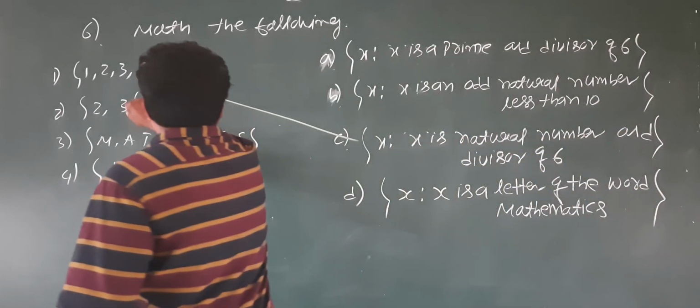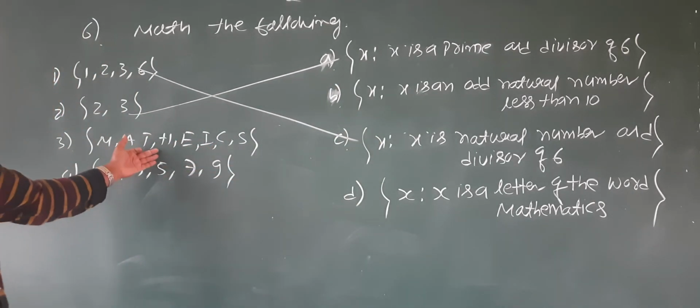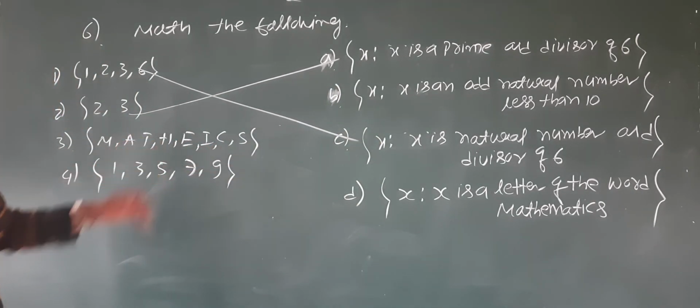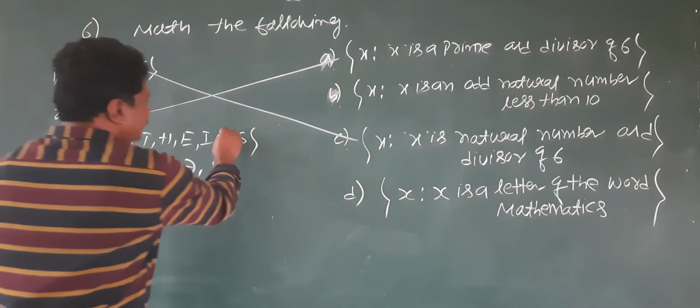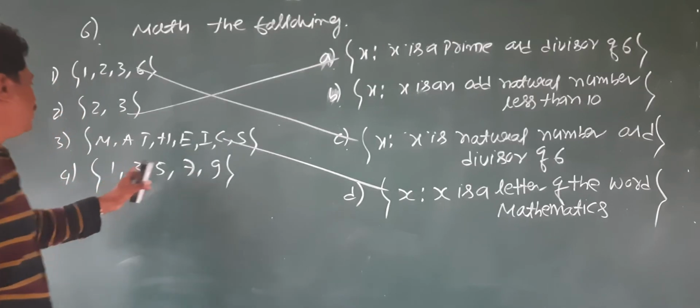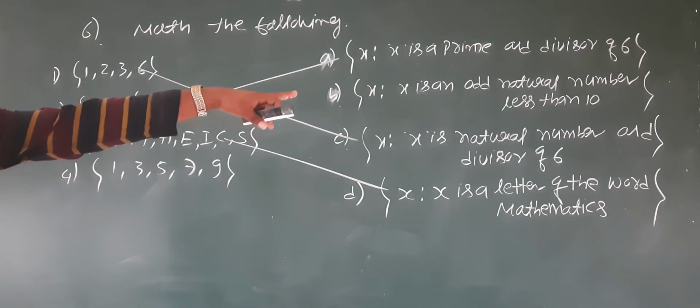Second one, A. So next, mathematics, letters of the word mathematics. This is very easy. This you know very well. So natural number, so right, matching. Next 1, 3, 5, 7, 9. X is an odd natural number less than 10, correct?